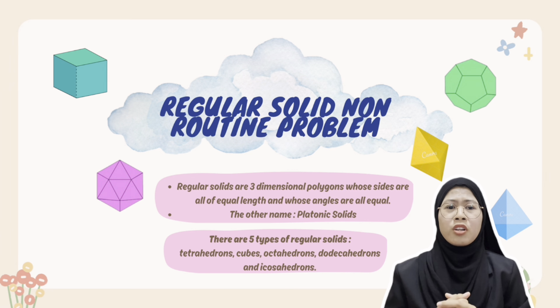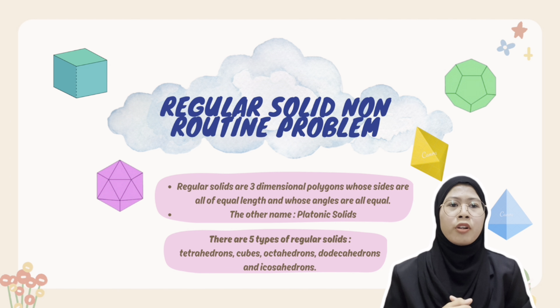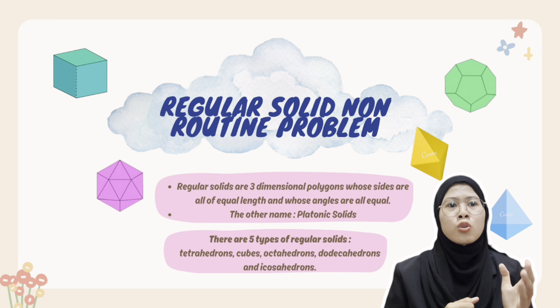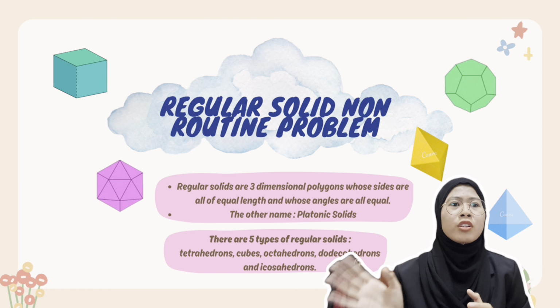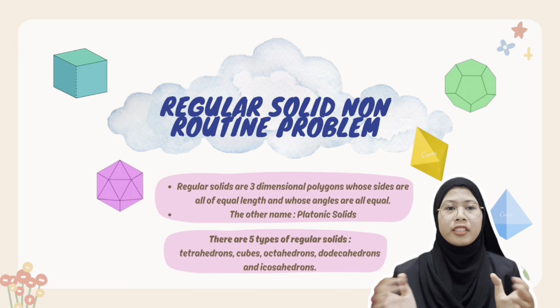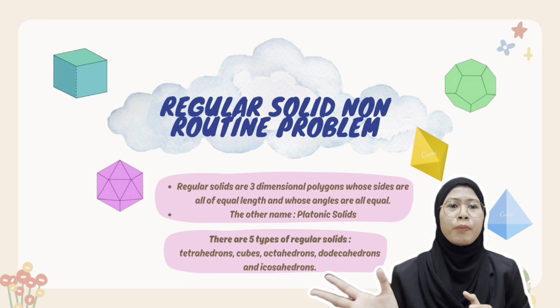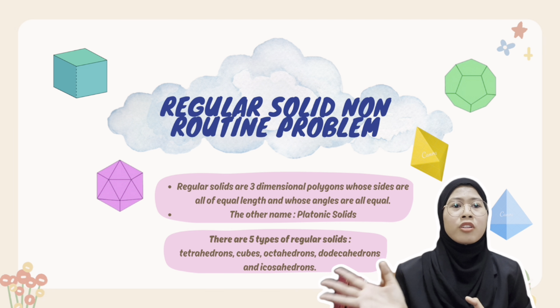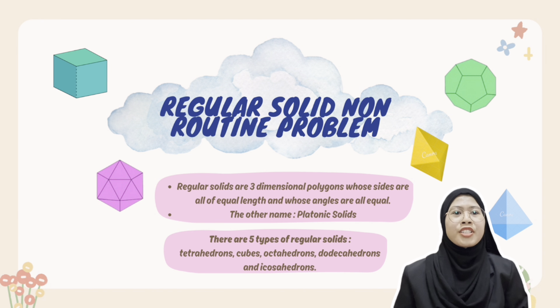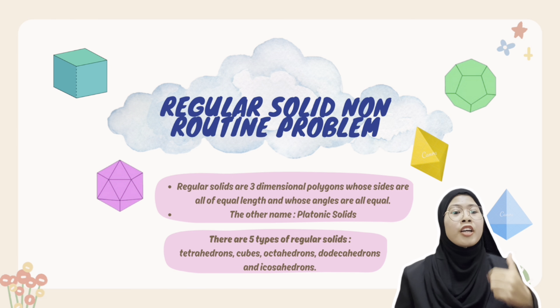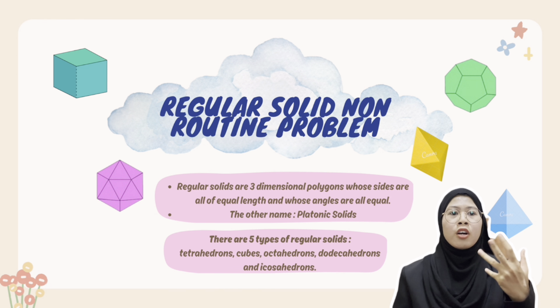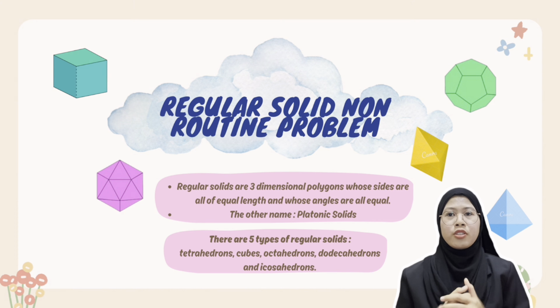What is a regular solid non-routine problem? Regular solids are three-dimensional polygons whose sides are all of equal lengths and whose angles are all equal. The other name of a regular solid is a platonic solid. Most people call the regular solid by the name platonic solid. There are 5 types of regular solids, which are tetrahedron, cube, octahedron, dodecahedron, and icosahedron.